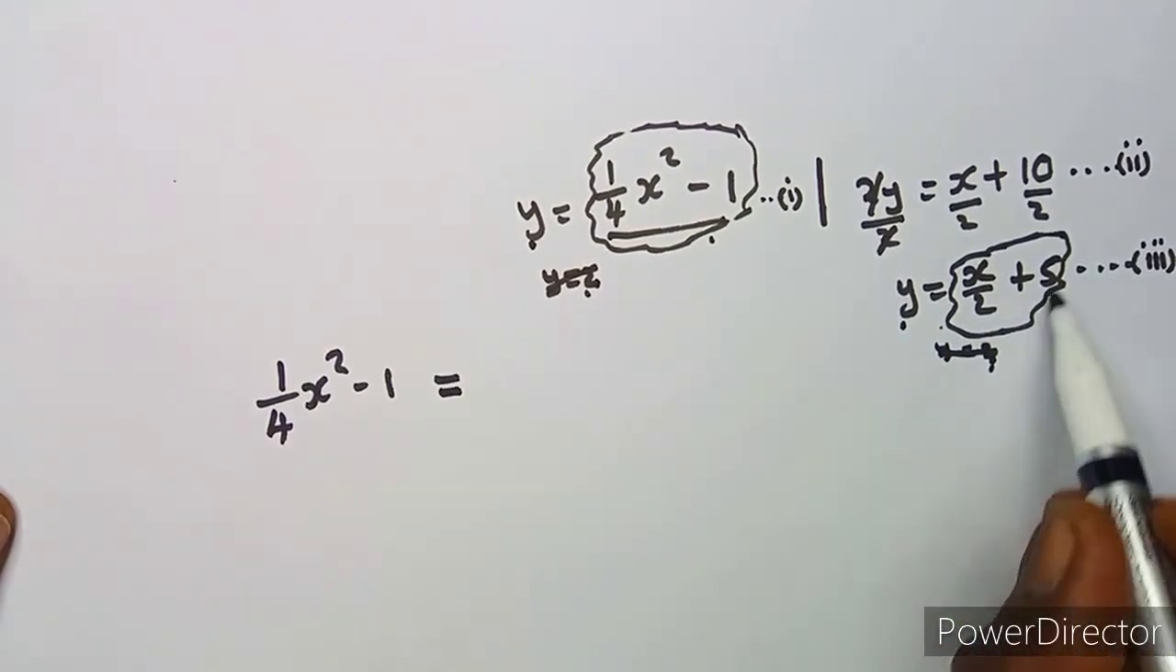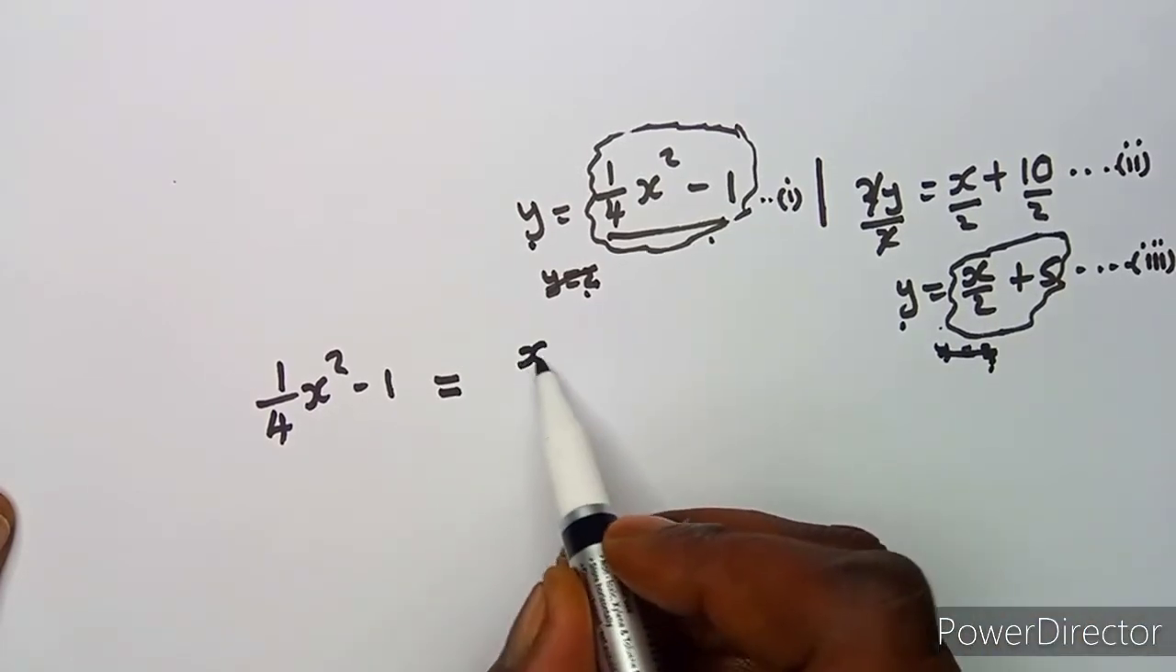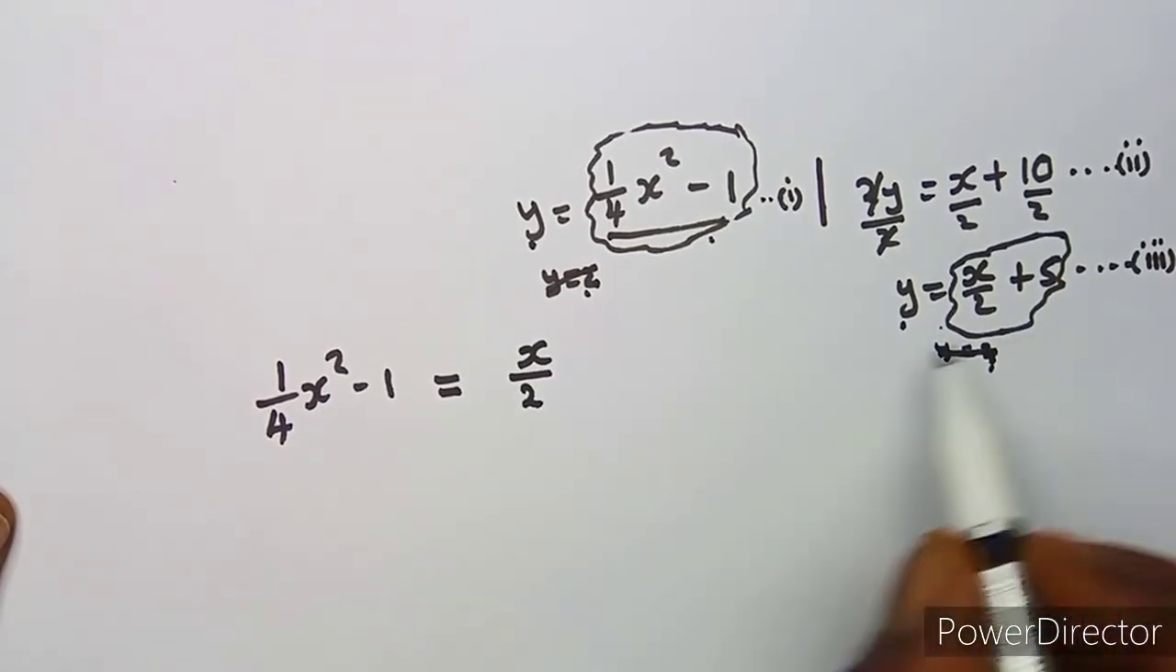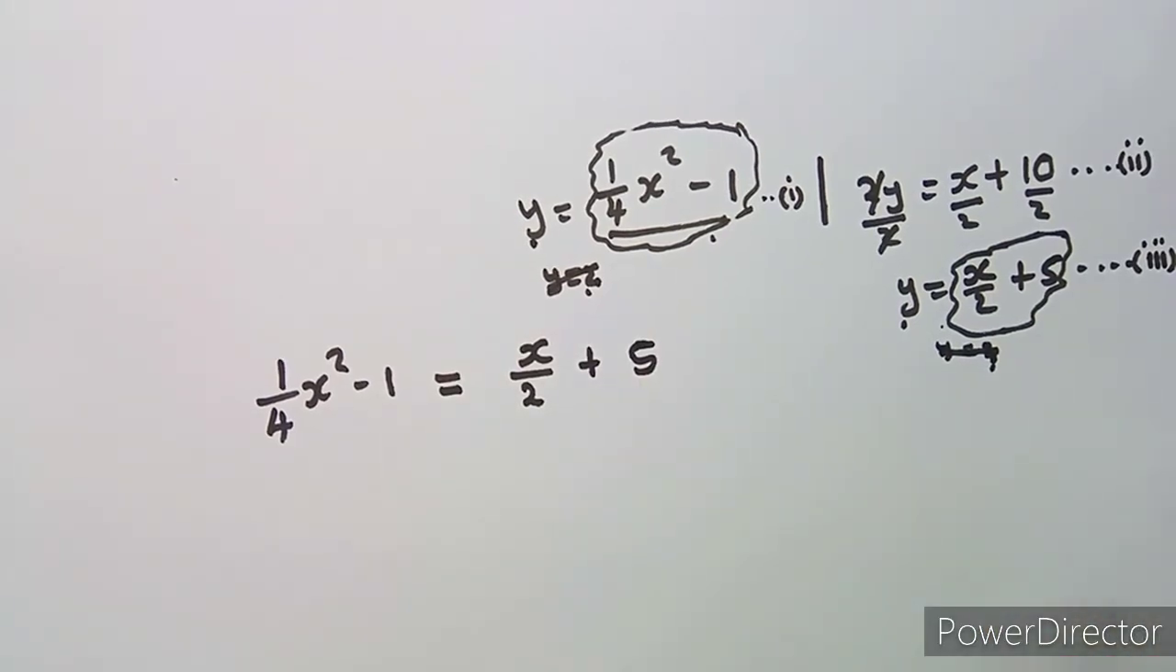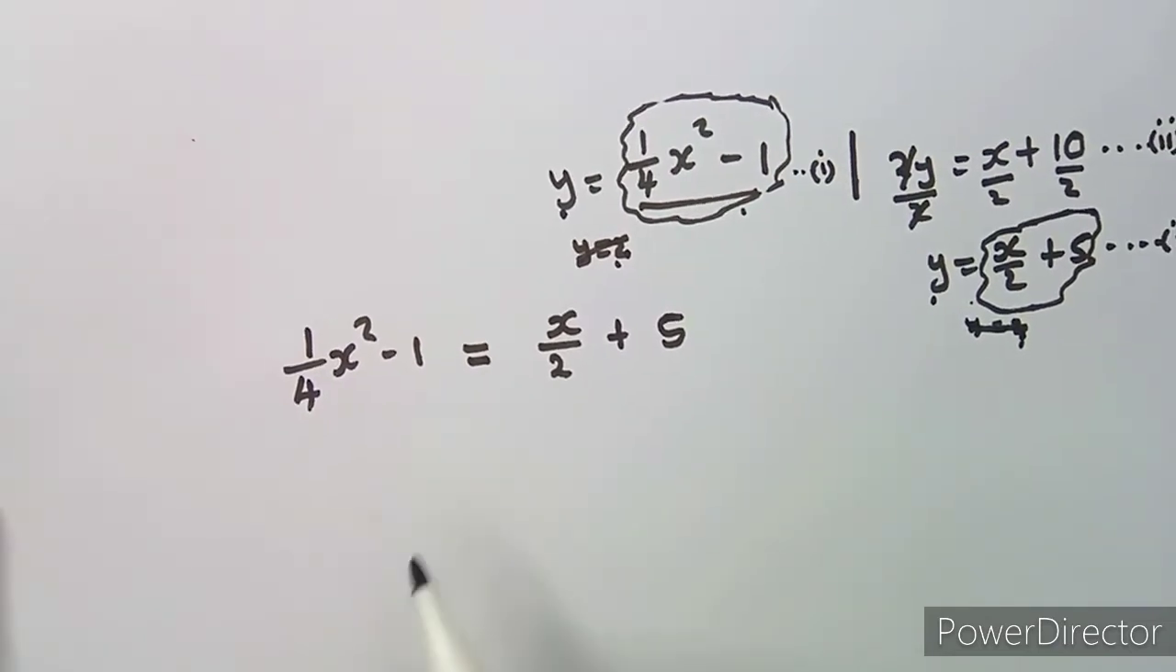You equate these two, this equation and this part of a straight line, which is x over 2 plus 5, like this. So by equating, you're formulating an equation, and you have to apply your basic knowledge of solving equations. And which basic knowledge are we talking about? You can maybe just collect everything to one side of the equation.